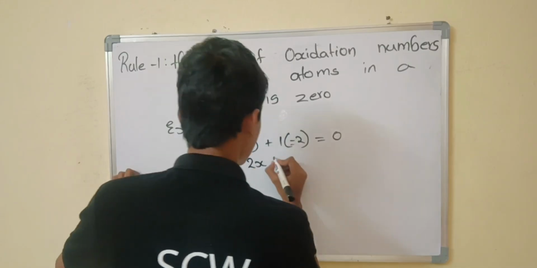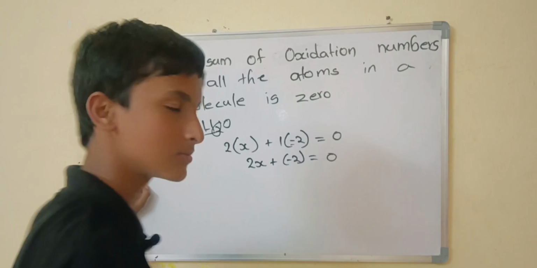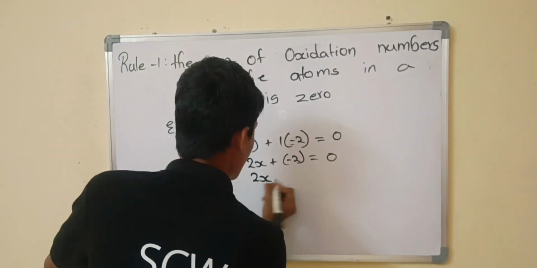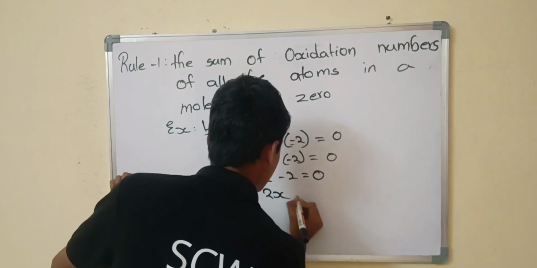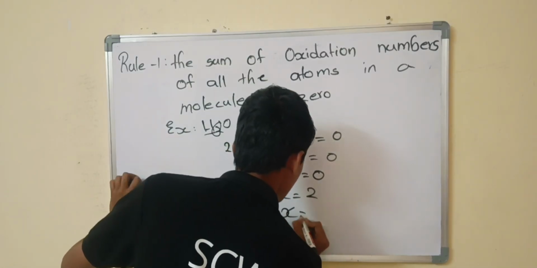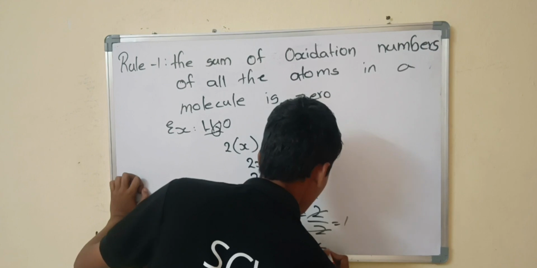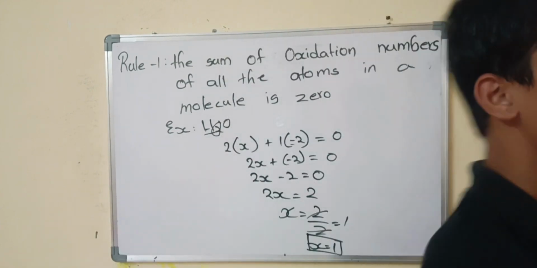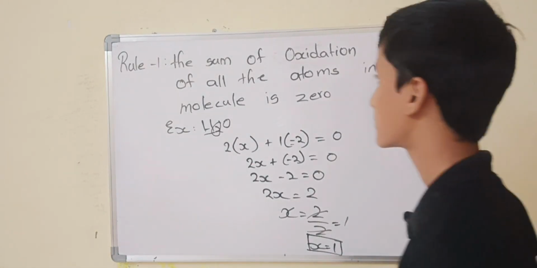2x plus minus 2 is equal to 0. 2x minus 2 is equal to 0. 2x is equal to 2. X is equal to 2 by 2, the value is 1. Clear? Any more doubts?